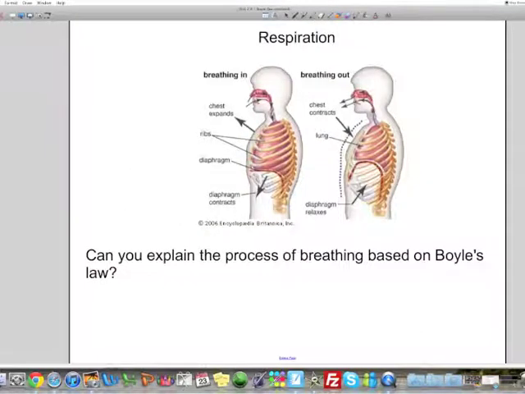Now, a little application here. Can you explain the process of breathing based on Boyle's law? I'm going to give you a few seconds to think about it.